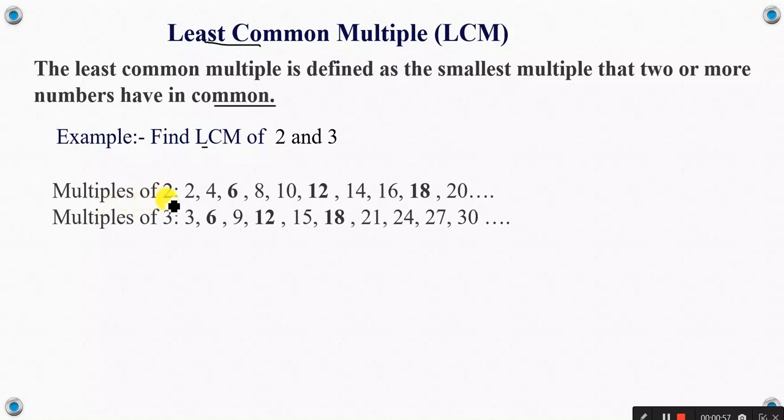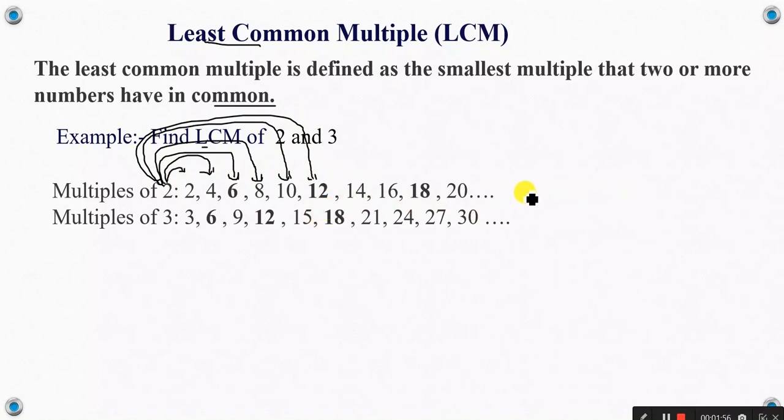The first multiples of 2 are 2 times 1, 2; 2 times 2, 4; 2 times 3, 6; and so on. And the multiples of 3 are 3, 6, 9, 12, 15, 18, 21, 24, 27, 30. We simply multiply the number by 1, then by 2, then by 3, then by 4. 4 times 2 is 8, then by 5, then by 6, 6 times 2 is 12. This will continue.